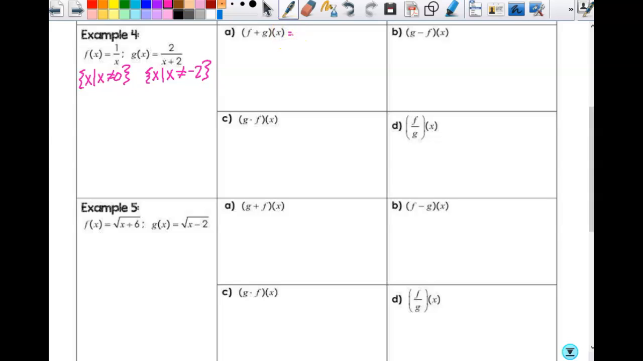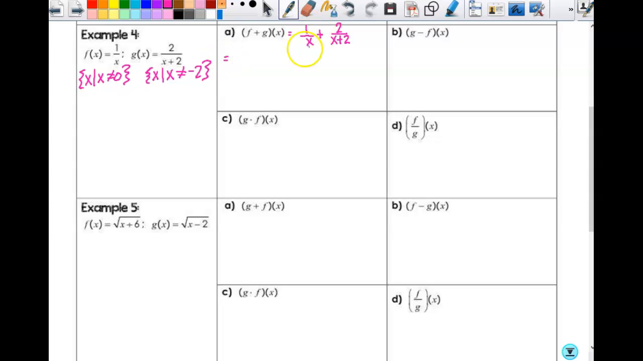We're going to add. So f plus g of x. So I have 1 over x plus 2 over x plus 2. So when I add fractions, what do I have to get? Common denominator. Is that pretty simple here? Yes, it is. It's very simple. What is your common denominator going to be? X times x plus 2.